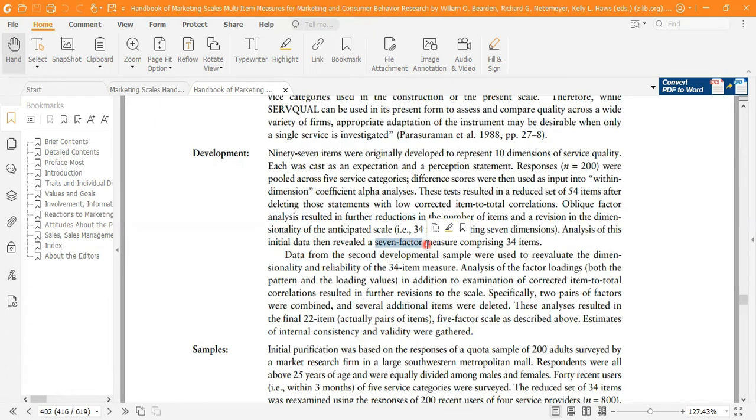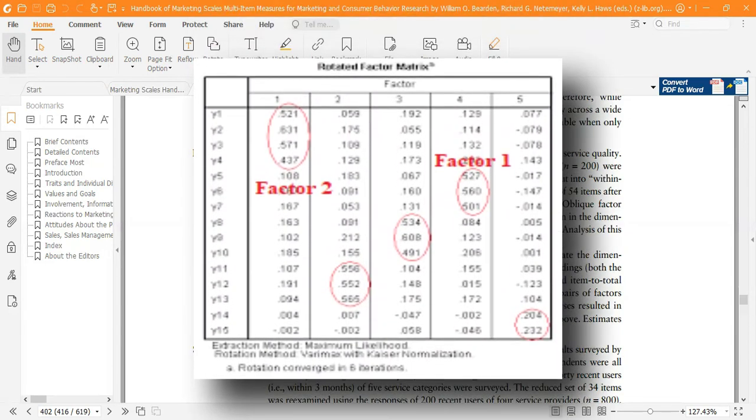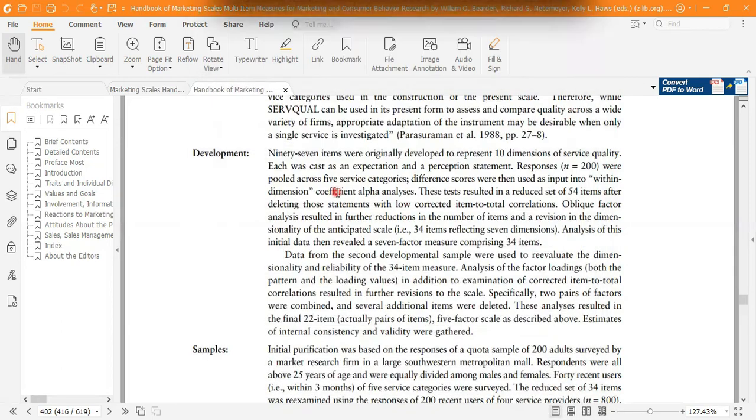7 dimensions, 7 factors. So that is the job of factor analysis. That means the factor analysis technique we use to reduce the data, to reduce the factors, and to put all the items in such a way that items which are the same in nature collectively make one factor. So then some other tools were applied, and at the end there were 22 items.